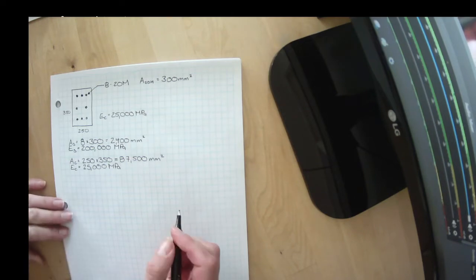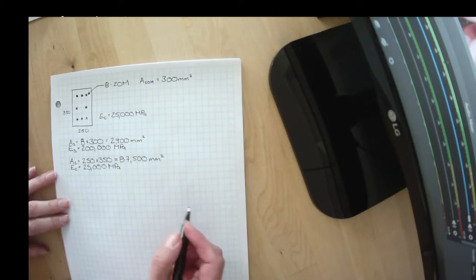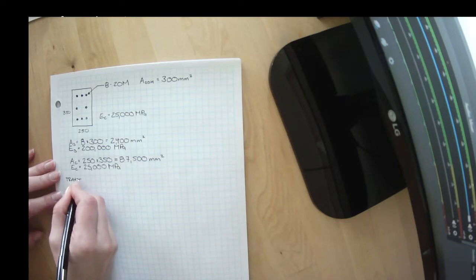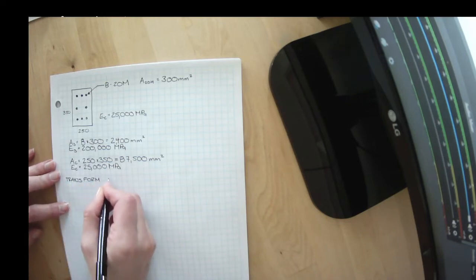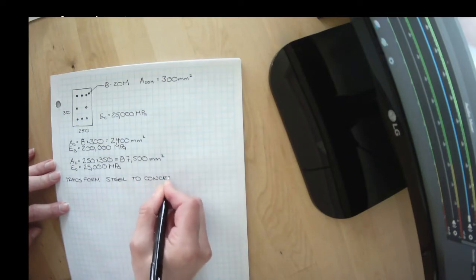So remember, transforming the section is just saying, if we had our total AS and ES, we want to find the ratio of ES. We want to see what the area would be if the E was actually 25,000 MPa. And that's what we do here. Let's do it both ways. Let's transform steel to concrete.